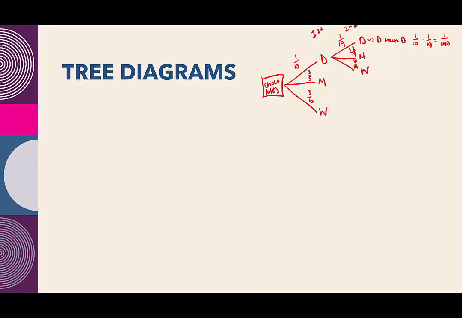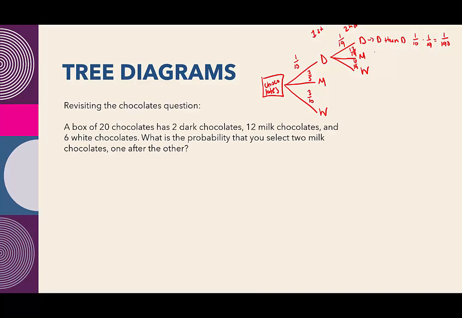The second branch, right below it, this would be the probability of dark then milk. All right, so this is dark then milk, and then we could put the probability here. It would be 1 in 10 times 12 out of 19. And this we have a 12 out of 190 chance of happening. And then we could do the same thing, dark first, white second.